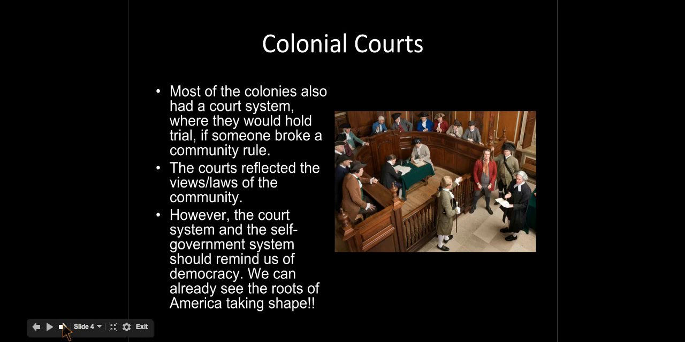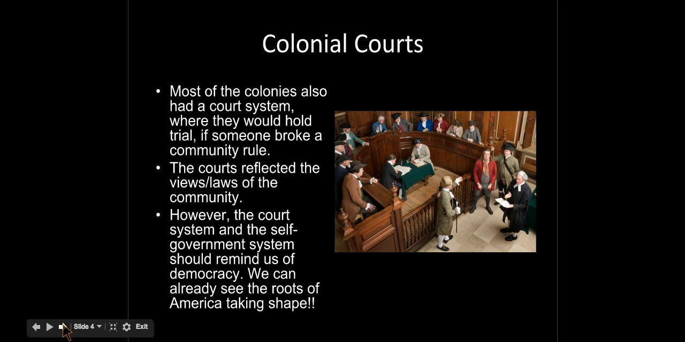The other thing that the colonies had, they actually had their own court systems in a lot of cases. So if someone broke a rule, they would be held on trial. And these courts simply reflected the views and laws of the community. So it's very similar to how it is today. If you break a law, you get a trial and a lawyer. And all of your consequences come from how severe the law was. And it was the same back then.